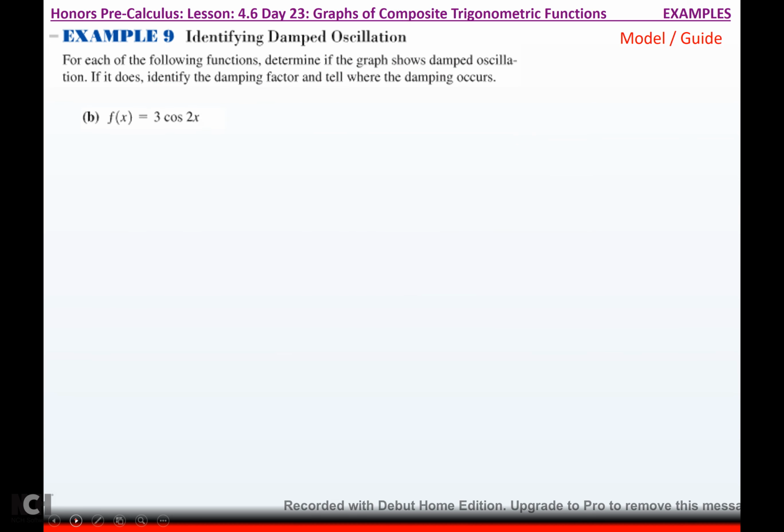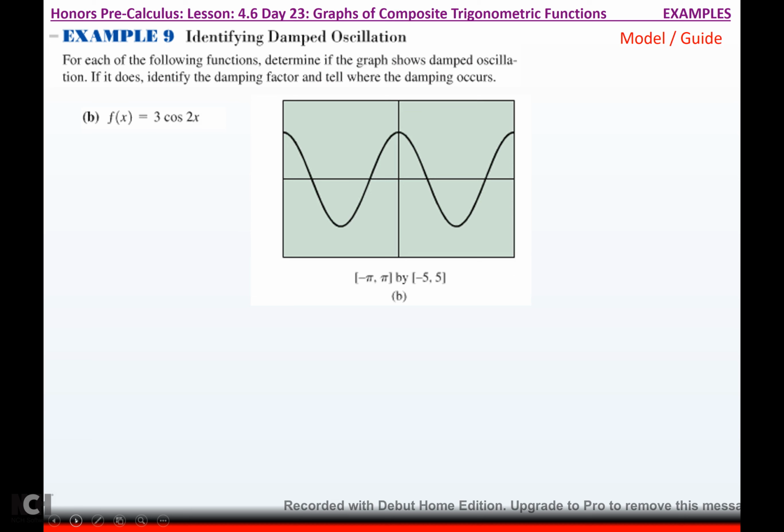Alright, so same thing here. If I type it in a graphing calculator and get a picture of it, you can see there is no squeezing effect on this. The waves are not ever getting smaller. They constantly oscillate between +3 and -3. So no, damping does not occur, which means there is no damping factor and you can't tell where it damps.